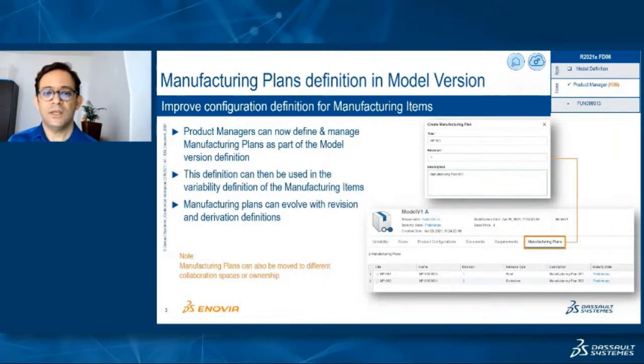So these plans can be evolved through revision management. They can also have derivations and so on. There is also a possibility to move these manufacturing plans to a different collaborative space or to change their ownership. For example, if we want to make decisions about where my manufacturing definition will be manufactured, in which organization, for example, or through the definition of collaborative spaces.